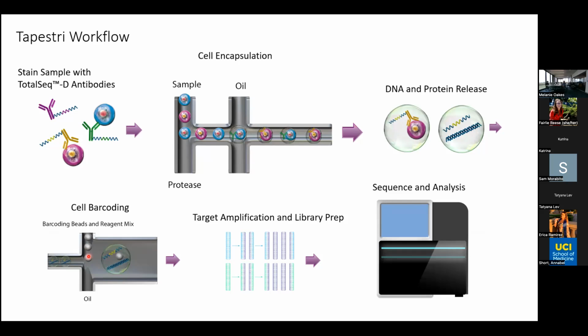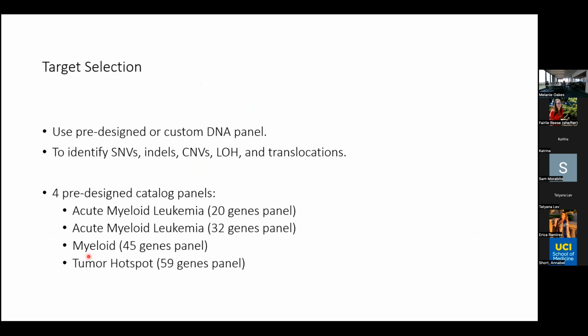And what you've done now is that you've got within a single cell, okay, information about what proteins were associated with that single cell. And then depending on your DNA panel, you've got information about the DNA sequence of that particular gene in that panel. So some of the panels, for instance, are a myeloid panel, which is 20 genes. So we are talking about a panel. We're not talking about hundreds of genes, okay? A tumor hotspot, for instance, which is 59 genes.